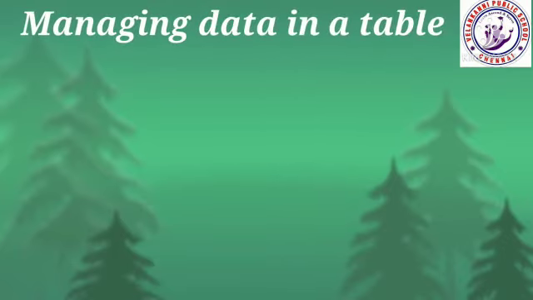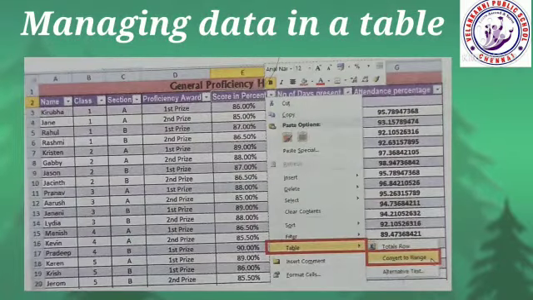Next we are going to see how to manage data in a table. How to convert a table to a range. If you want to remove a table without losing the table data or table formatting, go to the Design tab, Tools group and click Convert to Range, or right-click anywhere within the table and select Table, Convert to Range. This will delete a table but keep all data and formats intact. Excel will also take care of the table formulas and change the structured references to normal cell references.